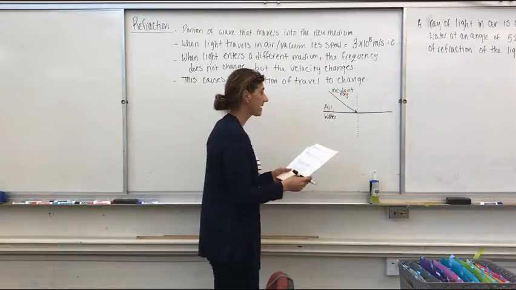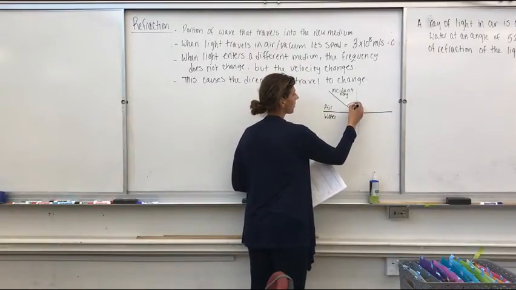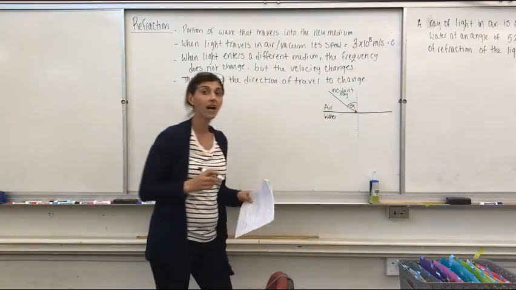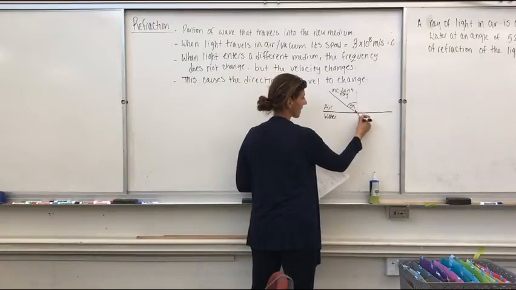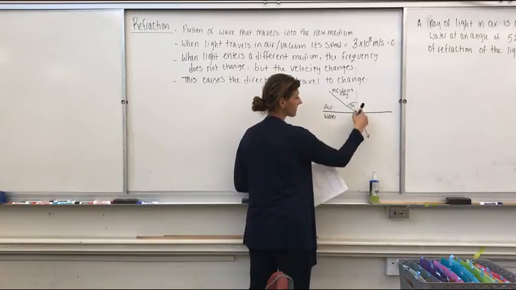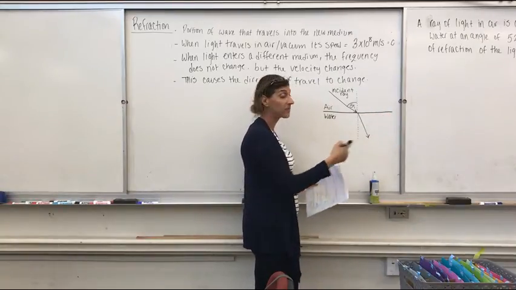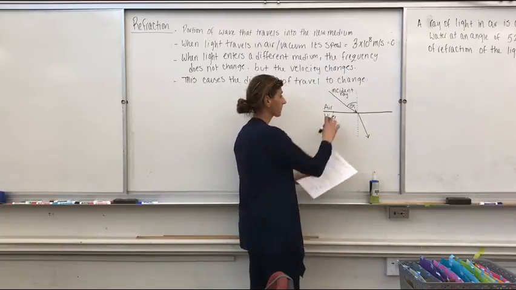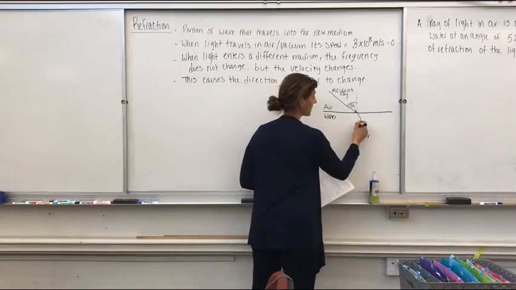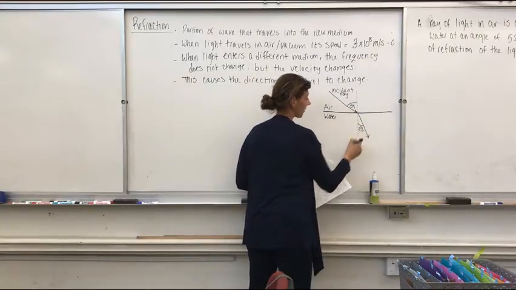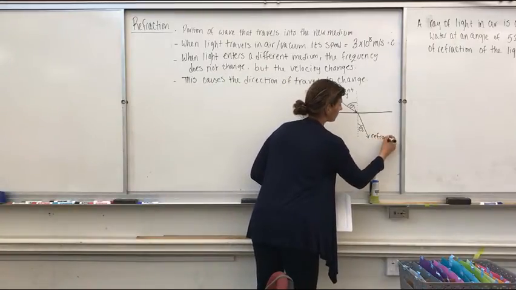The incident ray will come in at a particular angle. The angle to this vertical is called the incident angle, theta i. And then when it hits the water boundary or some other boundary, the light will bend. Sometimes it will bend towards the vertical, and sometimes it will bend away, depending on the index of refraction, which we're going to talk about next. And so this will be the refracted angle theta r, because this is known as the refracted ray.